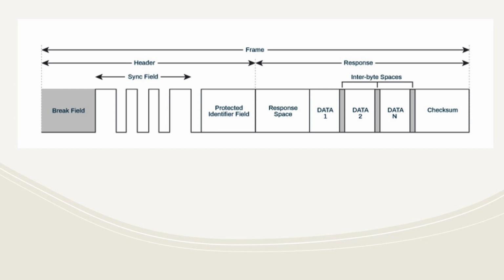This figure shows frame format of LIN. Master sends a break field followed by a sync field and identifier to which slave responds by data bytes.